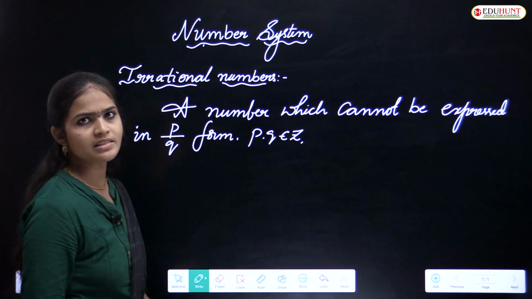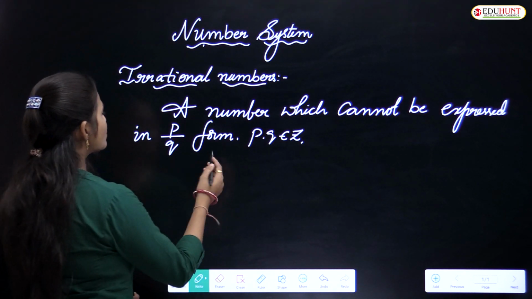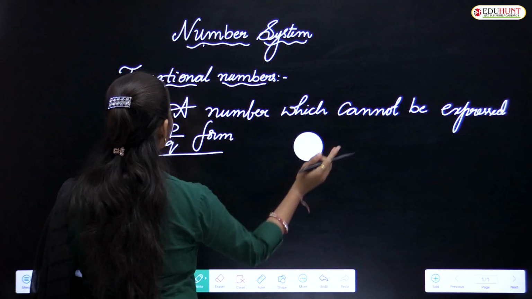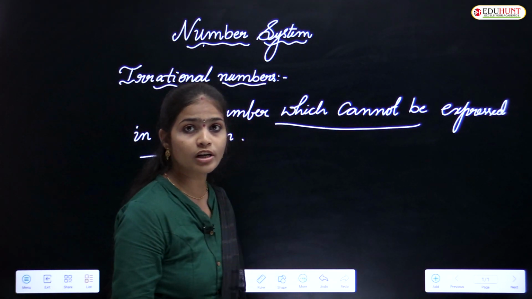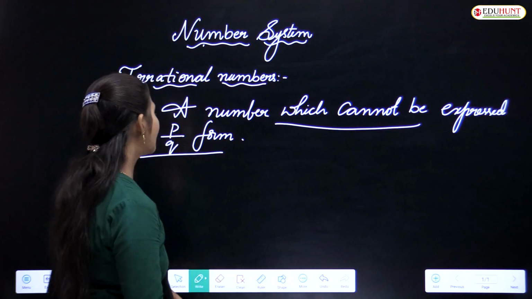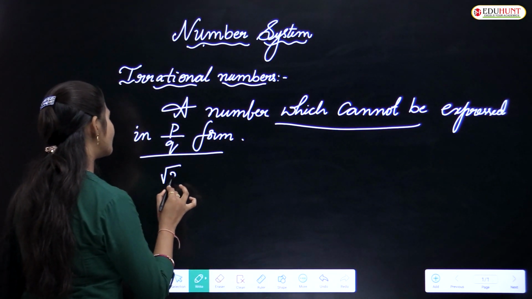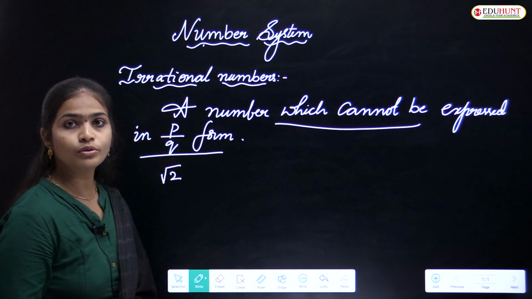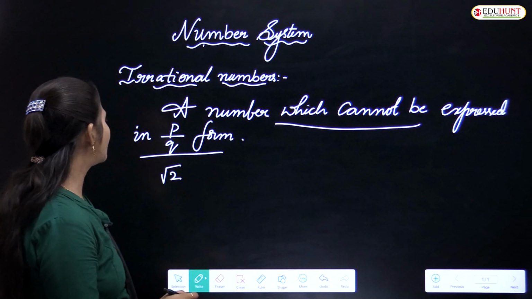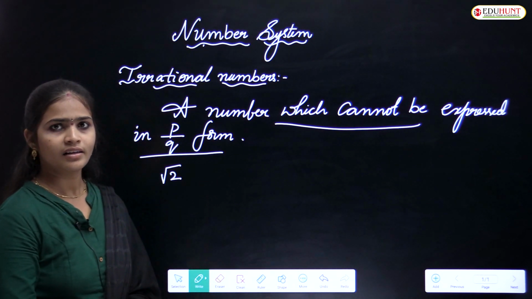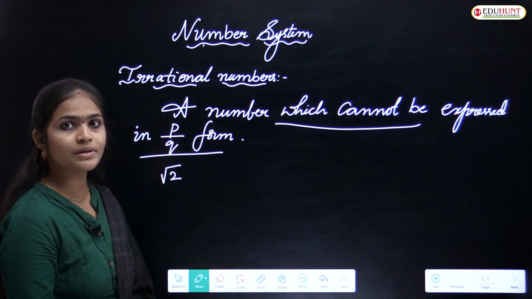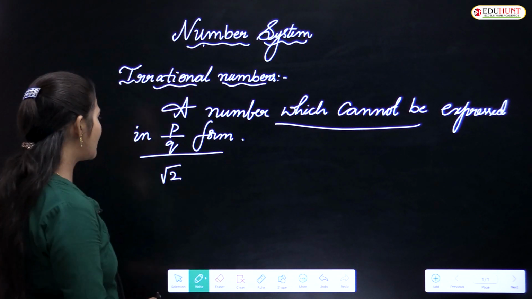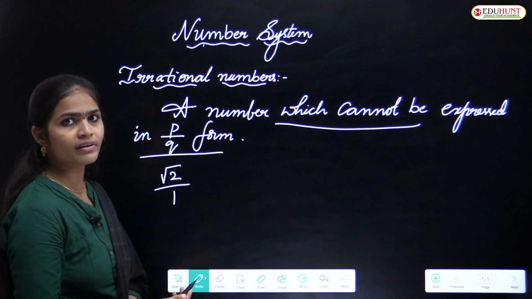So how can we express p by q form? Here we can observe numbers which cannot be expressed in p by q form. Here I am going to give you root 2. Here you may get root 2 by 1. Previously I told you that for any integer we can take it by 1, but here why can't you express root 2 by 1?